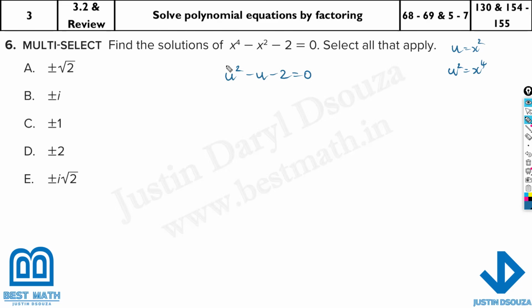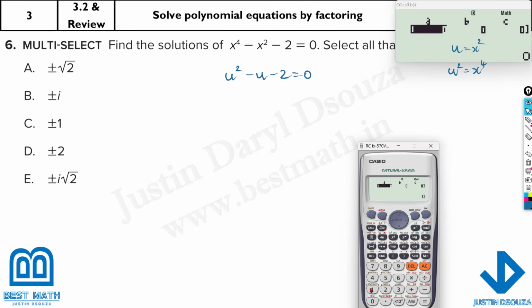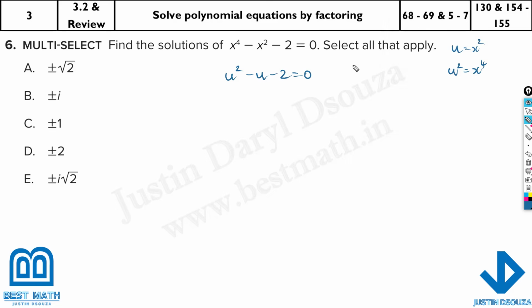Now again, I'm going to use the calculator method, directly get the answer, and then I'll trace back the steps. It'll be mode 5 and 3. Now what are the coefficients? It's 1, minus 1, and lastly it's minus 2. And here we go, it is 2 and minus 1. Those are the two answers, 2 and minus 1.